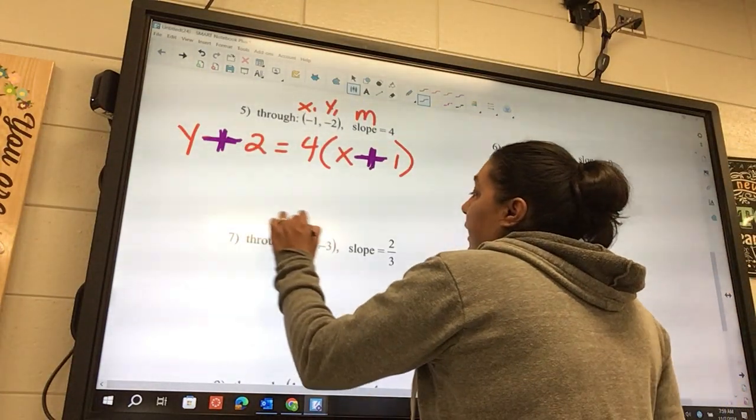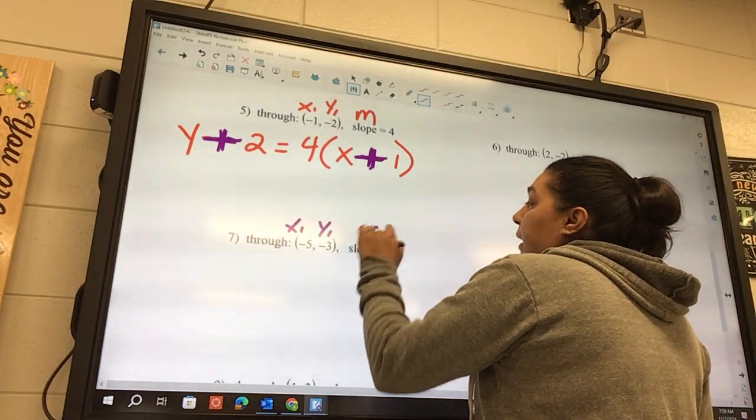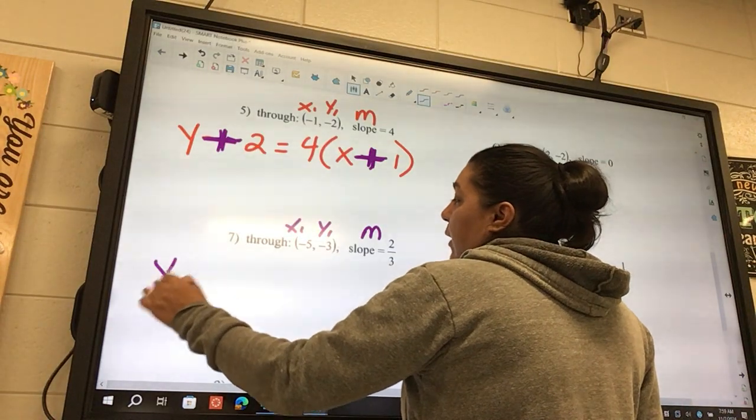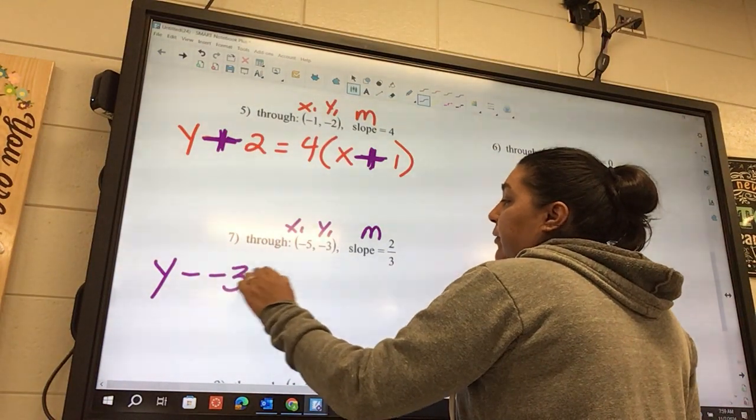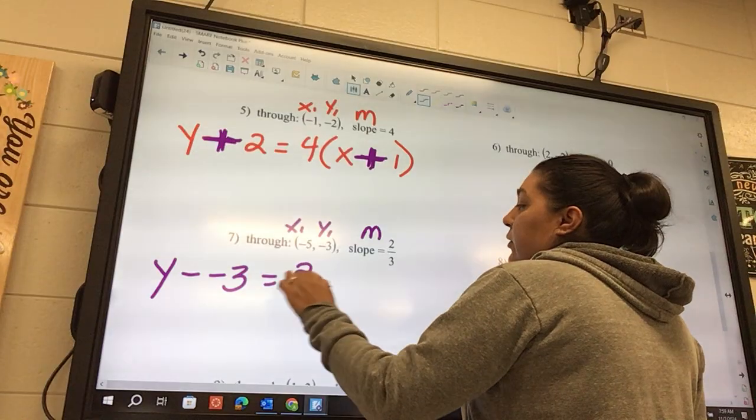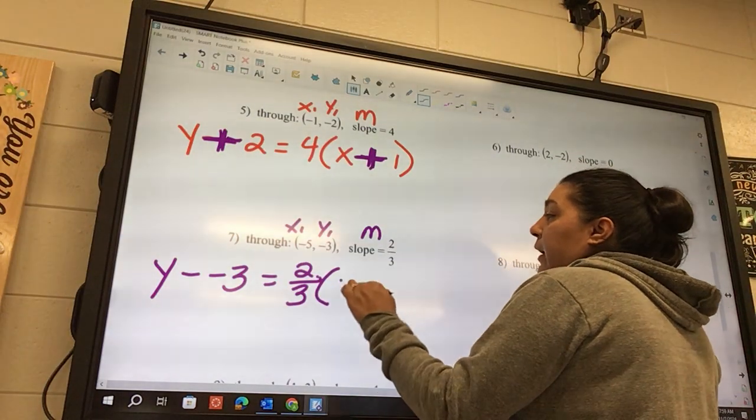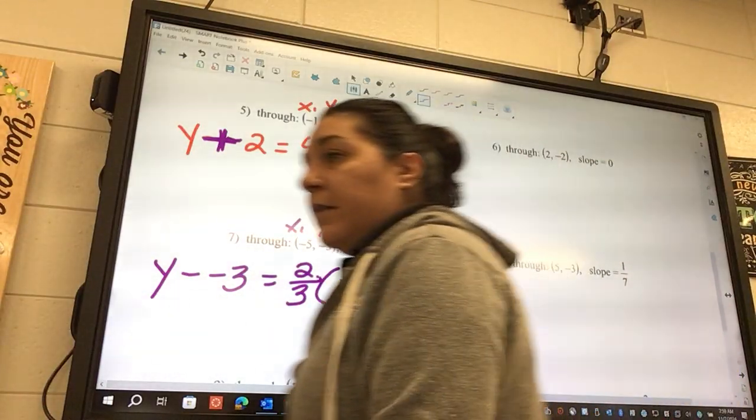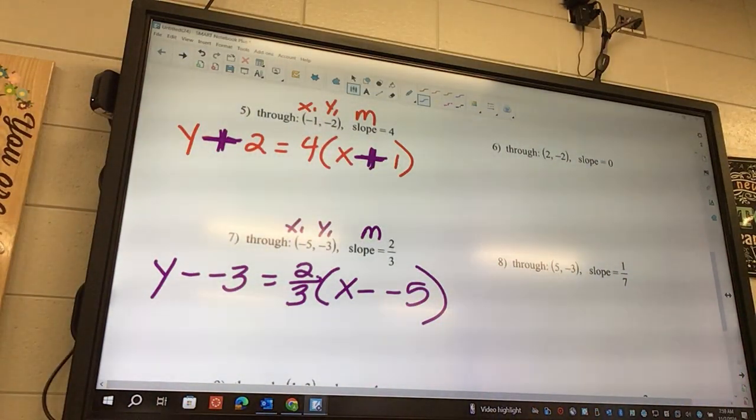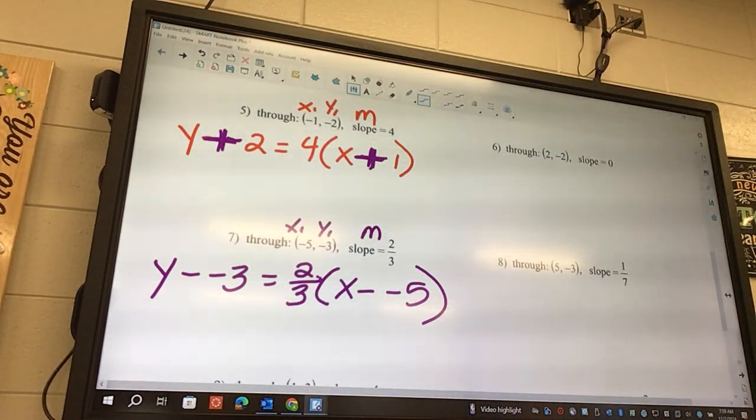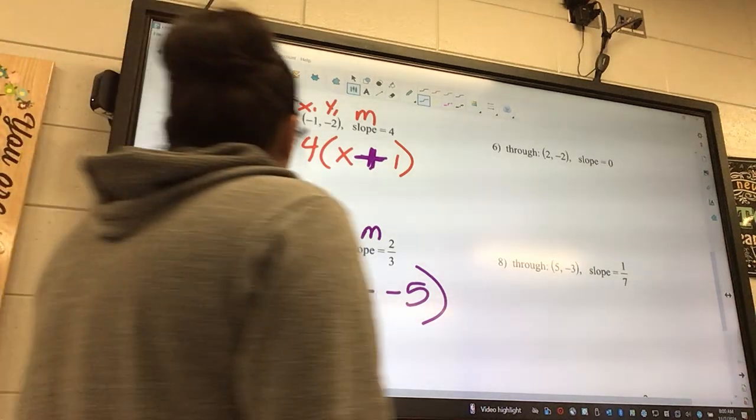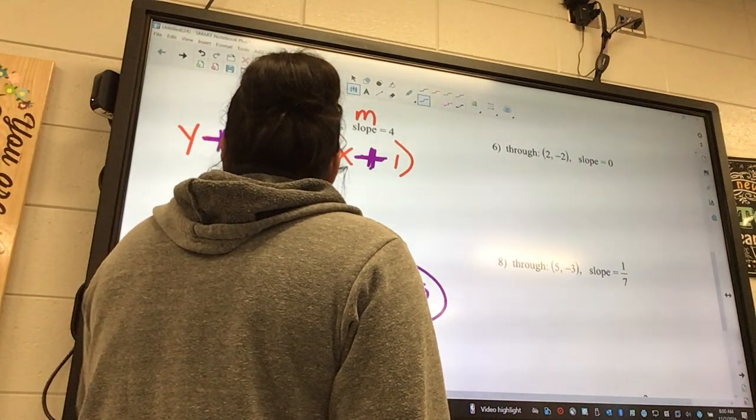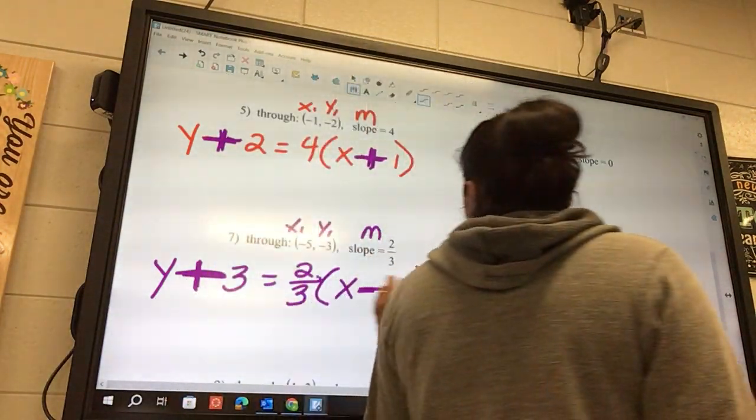Number 7, I got x1, y1, and my m. So it's going to look like y minus negative 3 equals 2 over 3, x minus, and my x1 is negative 5. Again, that minus we have to change into a plus. So right here should really be a plus, and right here should be a plus.